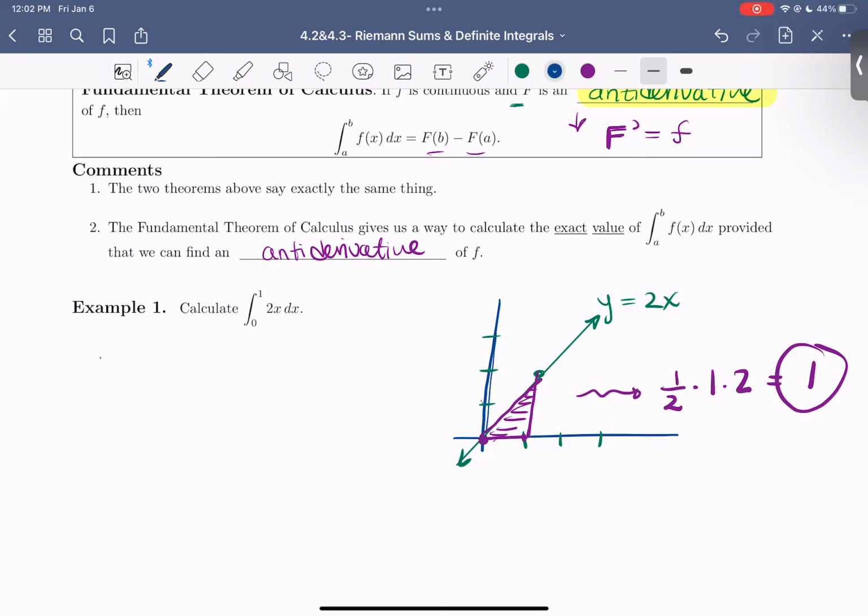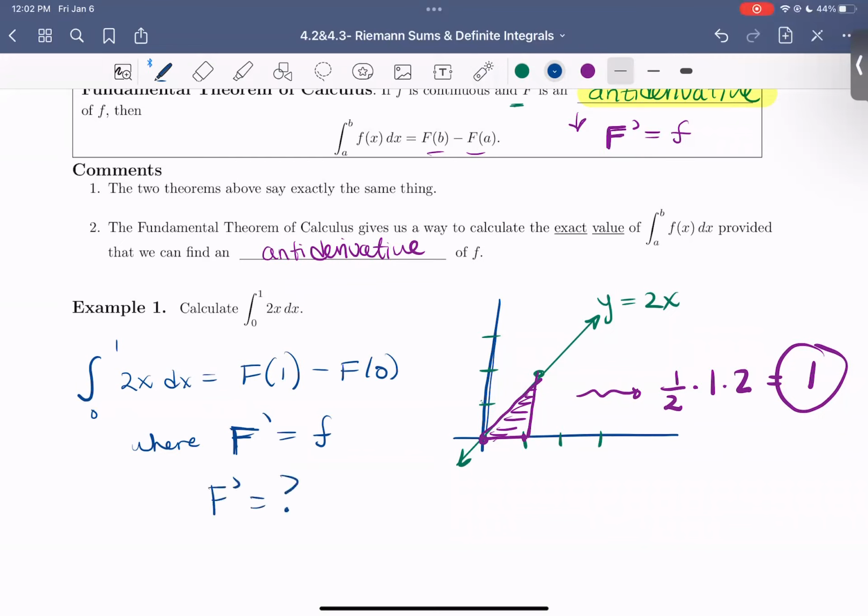All right, so the fundamental theorem tells us that this integral from 0 to 1 of 2x dx is equal to big F of 1 minus big F of 0, where what is big F? Big F is the antiderivative of little f, which means that if we take the derivative of big F, we get little f. So what function could big F be? What function is such that when we take the derivative of it, we get 2x?